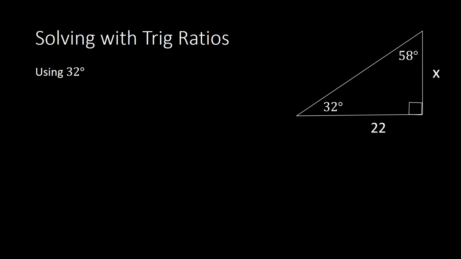Now we can use either the 32-degree angle or the 58-degree angle. But if we were to use the 32-degree angle, then the opposite side would be x, and then 22 would be adjacent. So the question is, which trig ratio uses opposite and adjacent? Well, that's going to be your tan ratio. Tangent would include opposite and adjacent.